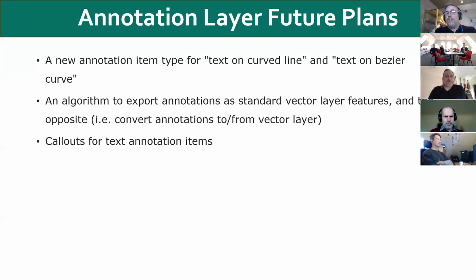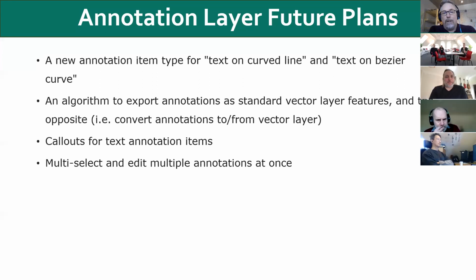Right now, the text annotation item itself doesn't have those callouts, but another enhancement will be to create that same callout functionality for the text annotations you create with the annotation toolbar. Right now, you can only select one annotation at a time. And so there's a need to be able to select multiple annotations and change the symbology of those simultaneously. So that's another future plan.